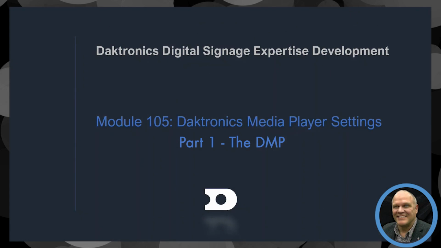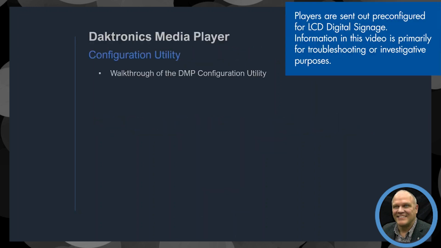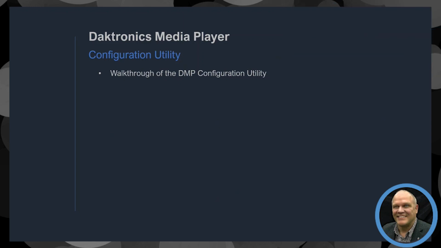Welcome to Module 105. This is an overview of the Daktronics media player setting. In this module, we'll cover the DMP 8000 media player configuration utility. This is applicable to the DMP 8120, 8121, and 8122, and eventually the 8124 models of media player that we sell primarily for LCD-based digital signage.